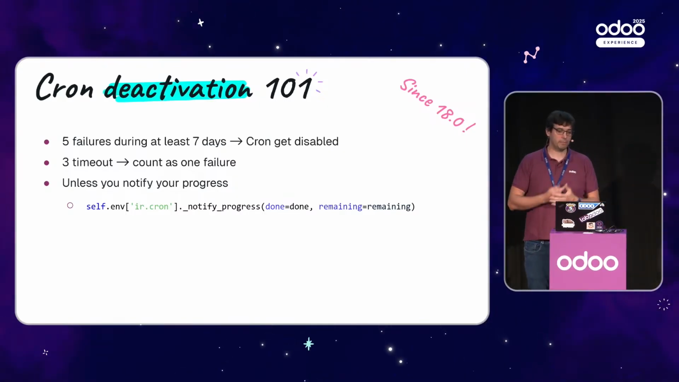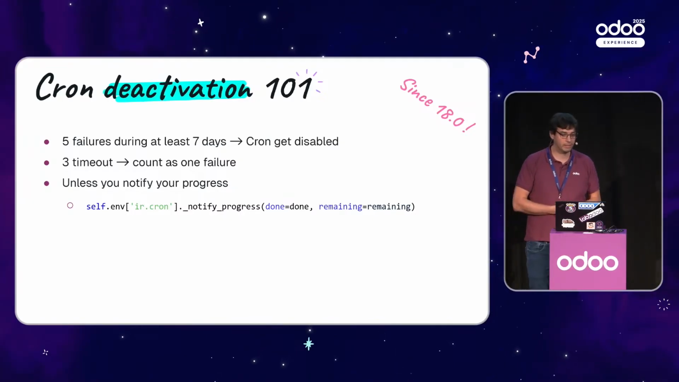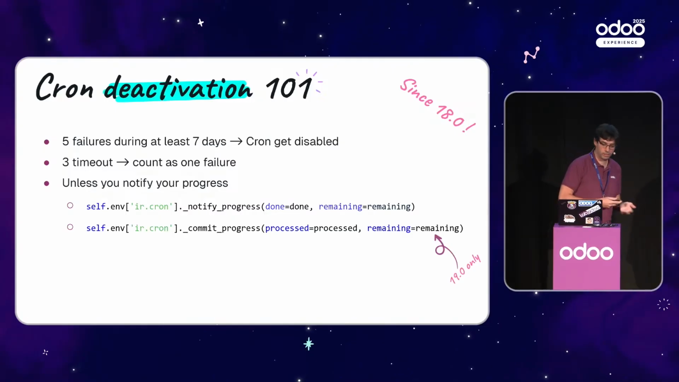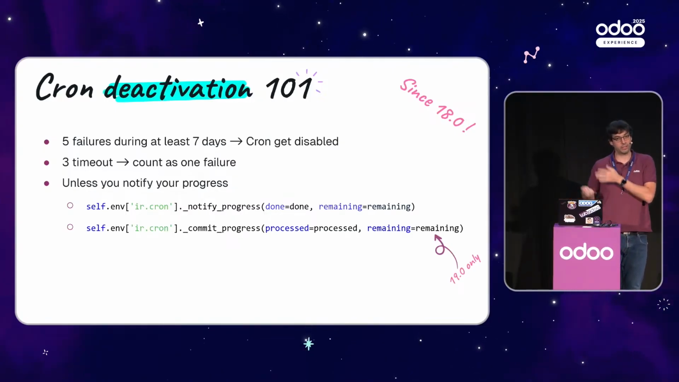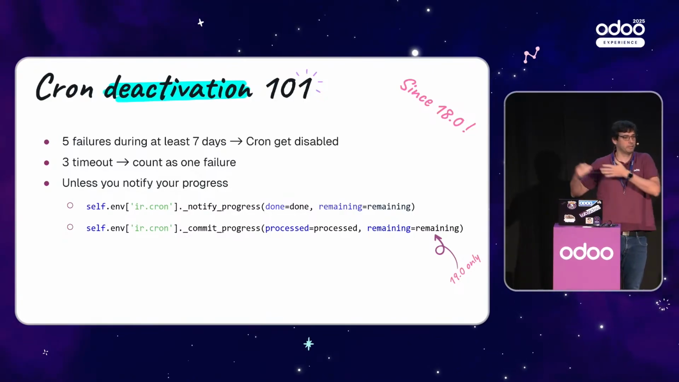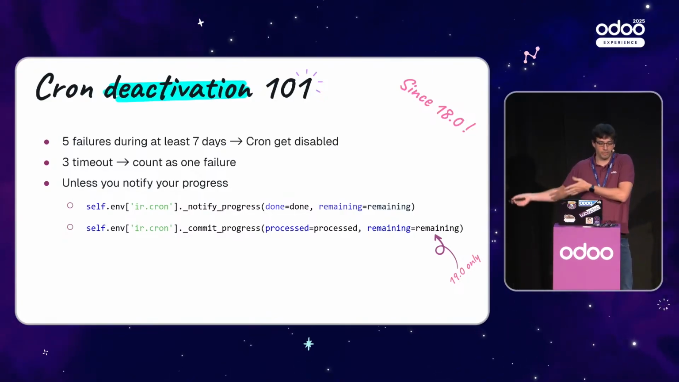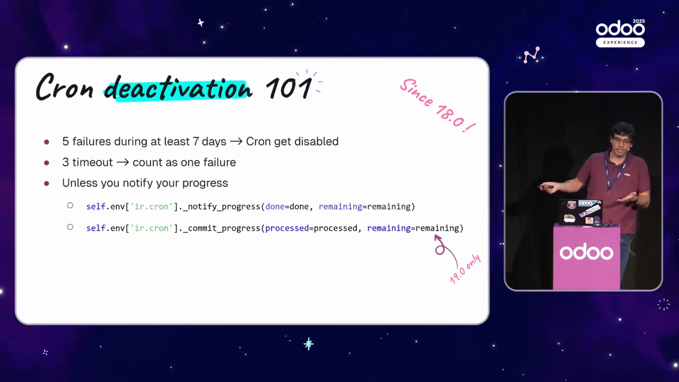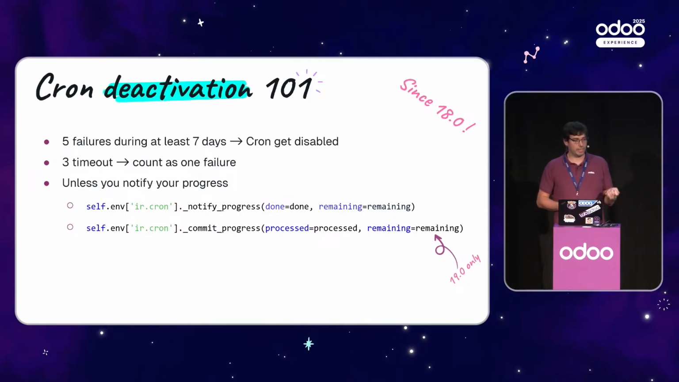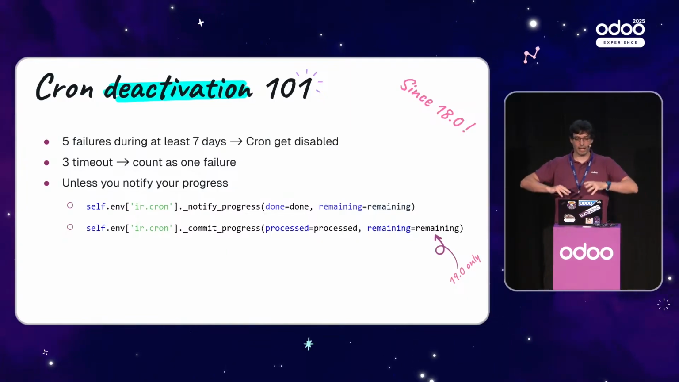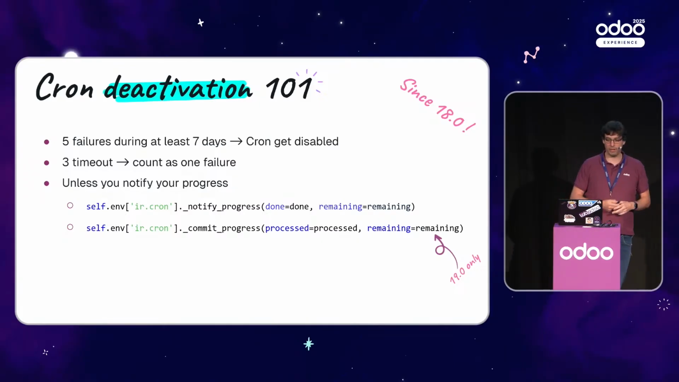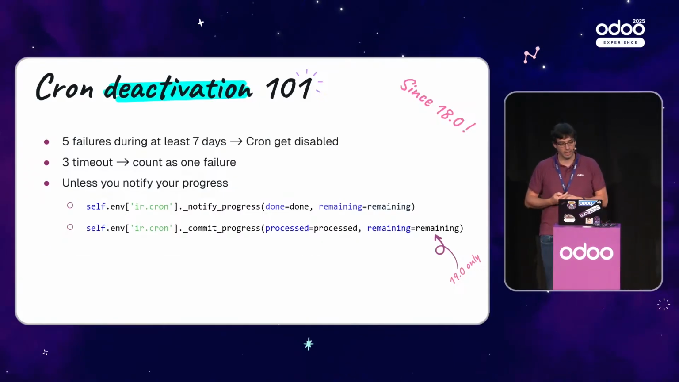Okay? So this is the API for version 18. There is a new API for version 19, which is commit progress. The main difference is that notify progress doesn't commit. You have to do it yourself. Otherwise, the progress won't be taken into account in other transactions. So for the scheduler, it won't notice your progress. The commit progress commits automatically. And you can tell it the remaining only once, and then just tell how many you have processed at each batch. So you will see in the example, it's a bit easier to use.